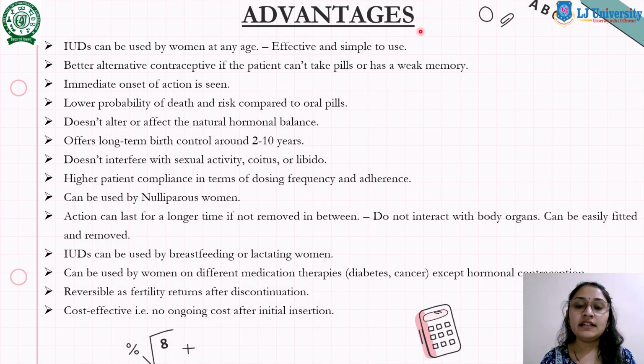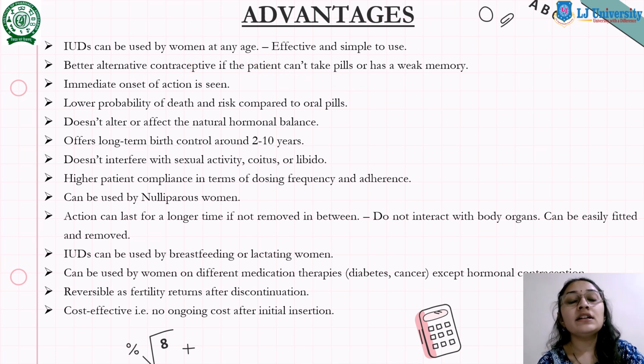Okay, now let's talk about the advantages and disadvantages of using intrauterine devices. What are the main pros as well as cons of intrauterine devices? So, students, the first and most important thing is that intrauterine devices can be used by any age group of women. Why? Because it is very simple to use. Next, it is a better option of contraception compared to oral pills.